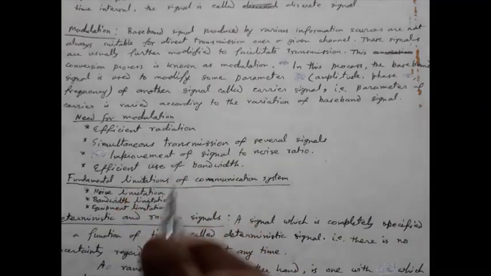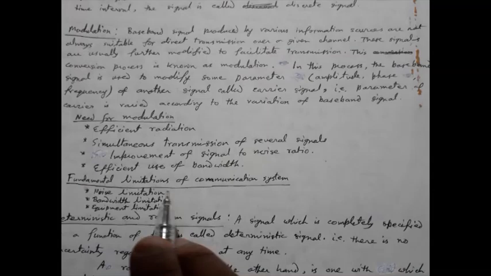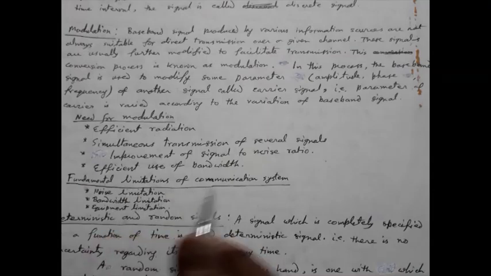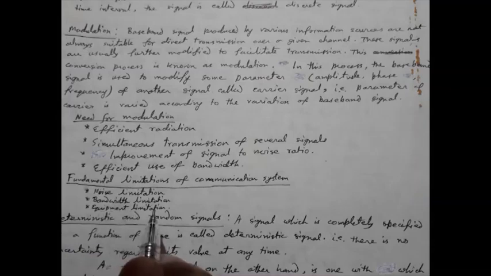So these are the needs for modulation, but there are some fundamental limitations of a communication system: the noise limitation, bandwidth limitation, and the equipment limitations. I am not going to discuss these things in detail, because that will make this whole lecture series very bulky. So we are avoiding explaining these things.